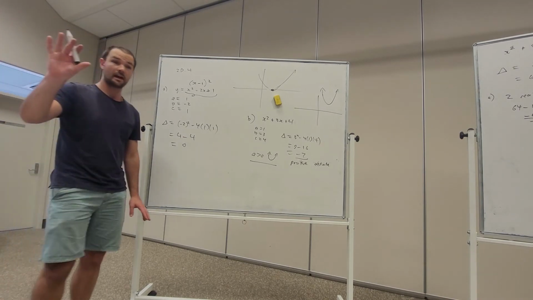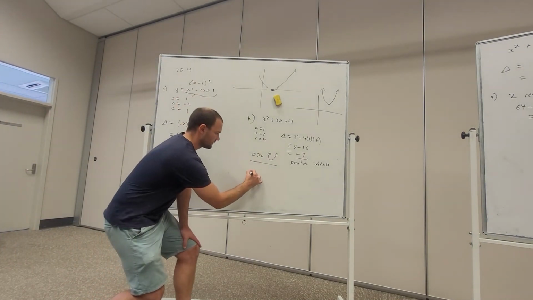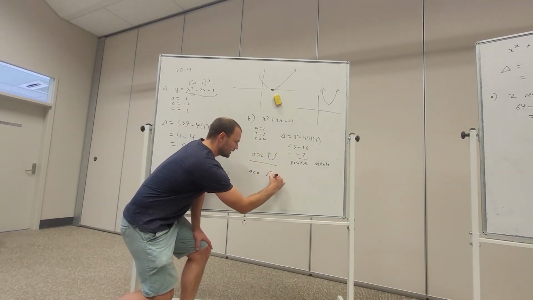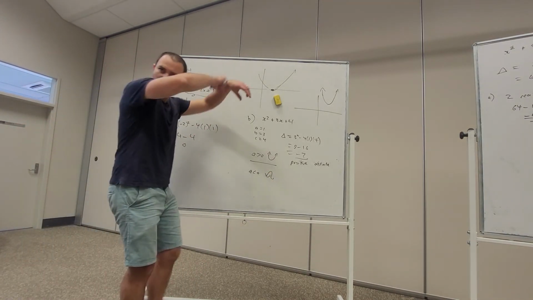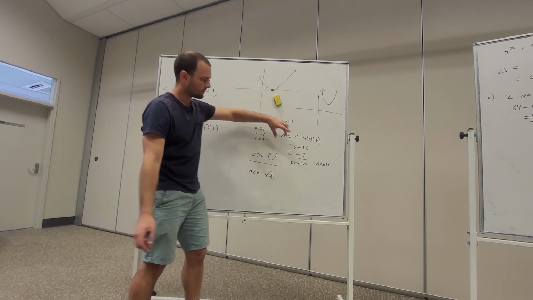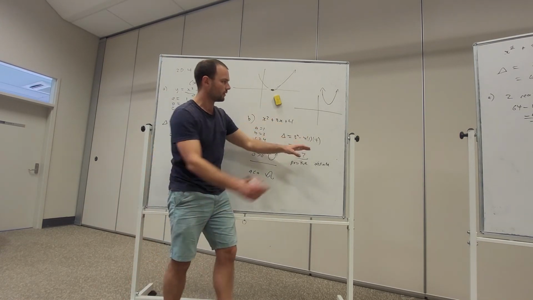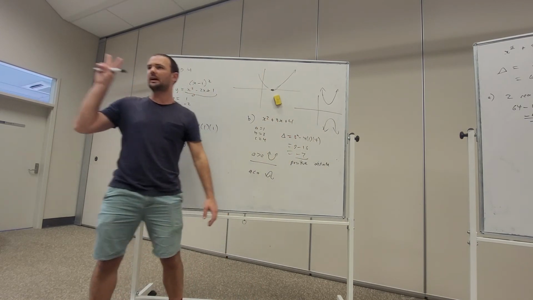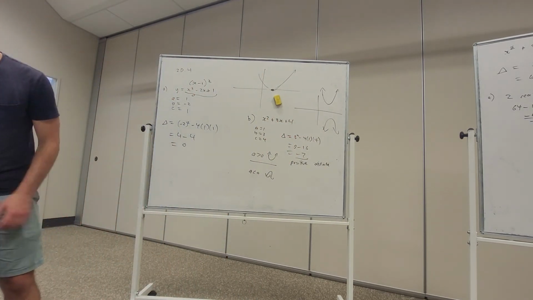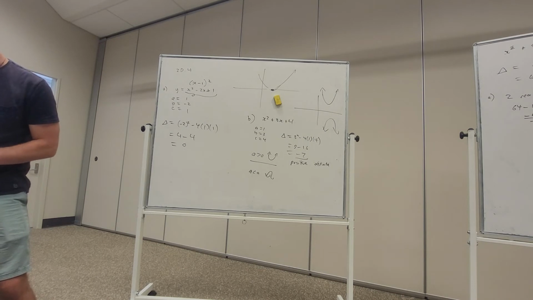The converse to that is negative definite. So if A is less than 0, it's opening downwards. That means it's going to be completely below the x-axis because there's no roots. So negative definite would look something like that. So we have two special cases there that are written about in your notes: positive definite and negative definite.